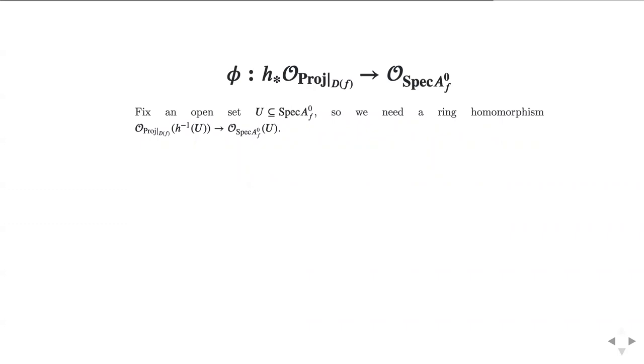Then we need to prove that the push forward of the structure sheaf of Proj restricted to the basic open sets is isomorphic to the structure sheaf of the prime spectrum. So to do this, for every open set U in the prime spectrum, we will need a ring homomorphism from the sections in the pre-image of U under H to the sections in U. This is just the definition of push forward.